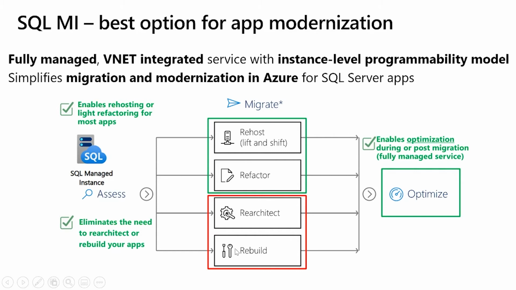So when we assess the type of managed instance you'll need, you don't have to re-architect or rebuild your apps. And we have a number of tools that come with it to help you migrate. So to help you rehost everything, refactor your database, or re-architect and rebuild as needed for new applications. And so there's also a set of fully managed optimization services after your migration that you can leverage.